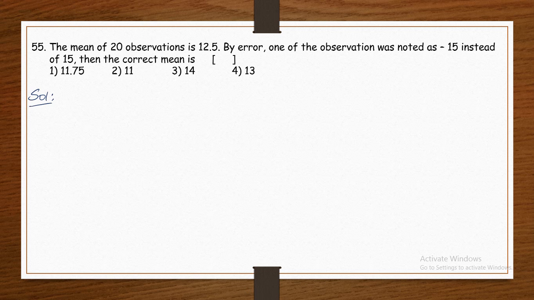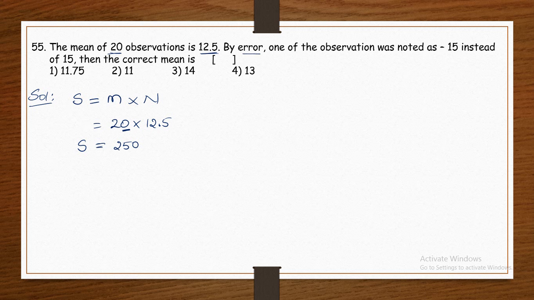See here, there are already 20 observations and their mean is given, right? So whenever you have the mean as well as the number of observations, you can directly go for the sum of observations. So sum of observations is equal to mean into number of observations, which gives me 20 into 12.5. Because of this 0, the decimal point can be removed. So 125 2s are 250. This is nothing but the sum of observations.